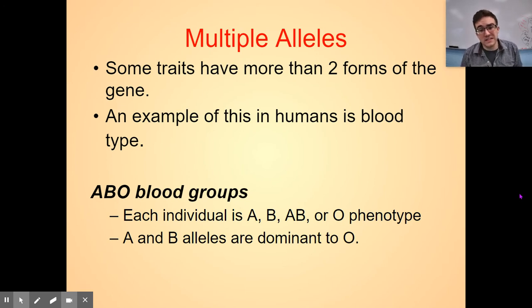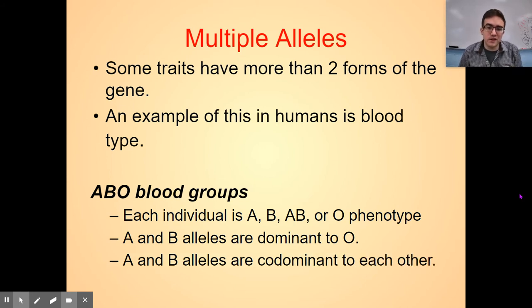And how we can get four from three different alleles is that the A and B alleles are completely dominant over O, but A and B are co-dominant to each other. That's how we can get the AB blood type, because A and B are co-dominant to each other. So both A and B are fully expressed in the AB blood type.